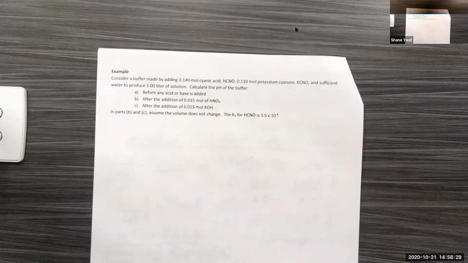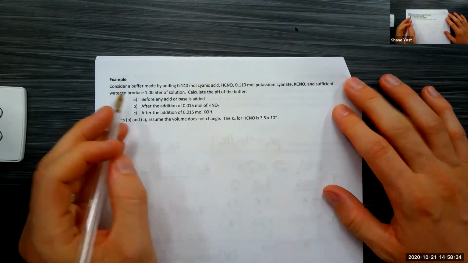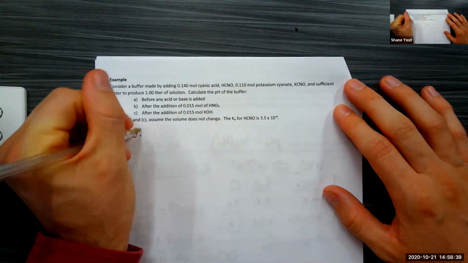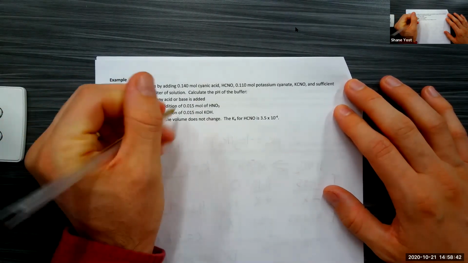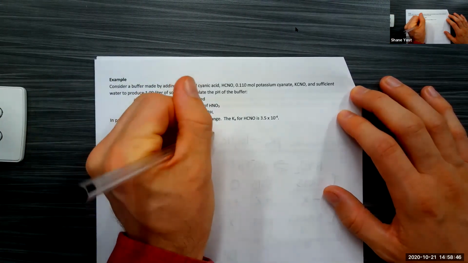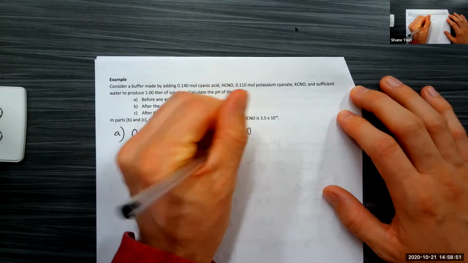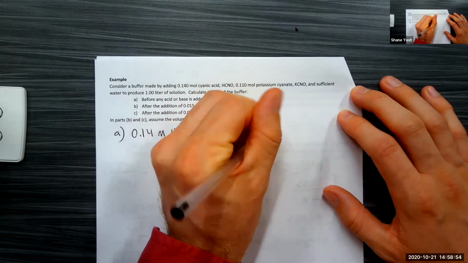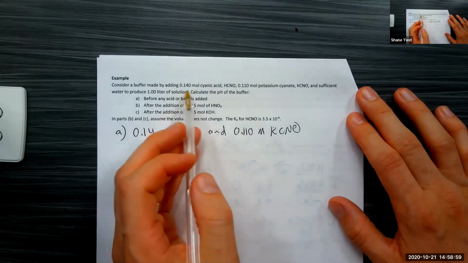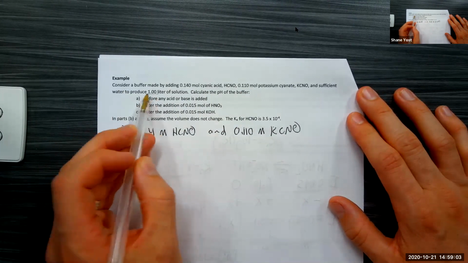All right. So for part A, I have a solution made by adding 0.14 molar HCNO into solution and 0.110 molar KCNO into solution. Now in the problem it says you add 0.14 moles and 0.11 mole, but I'm putting it in a 1 liter solution.